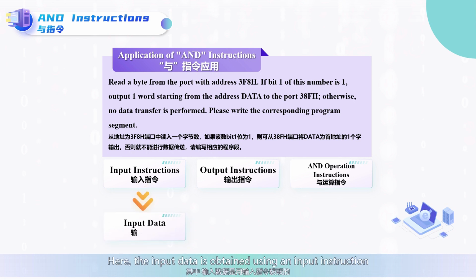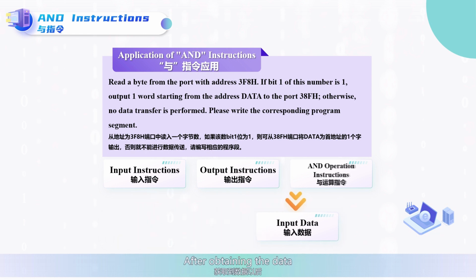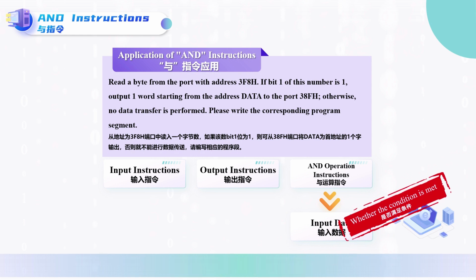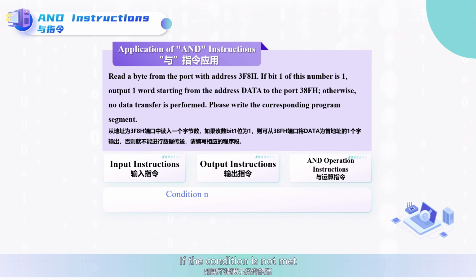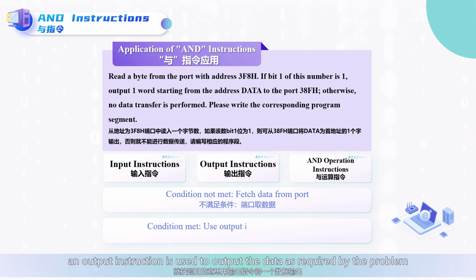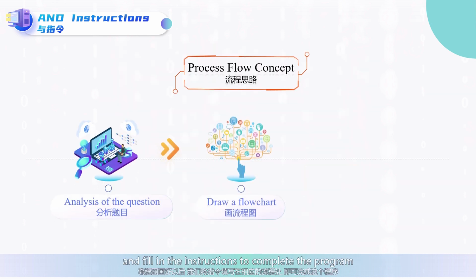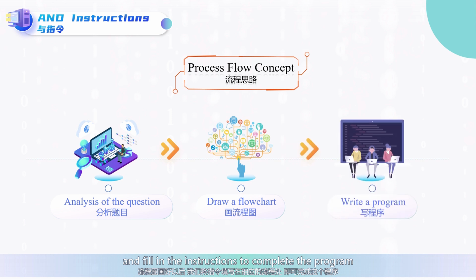This problem involves the application of input and output instructions and the AND instruction. Here, the input data is obtained using an input instruction. After obtaining the data, the AND instruction is used to check whether the data meets the condition. If the condition is not met, the data is fetched again from the port. If the condition is met, an output instruction is used to output the data as required by the problem. Based on this logic, we can draw a flowchart and fill in the instructions to complete the program.